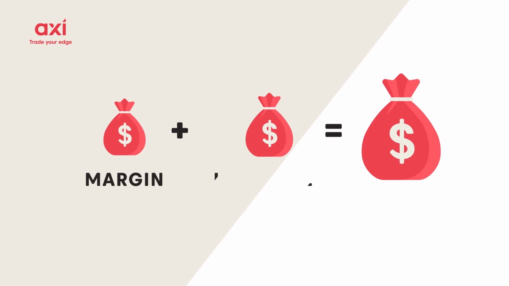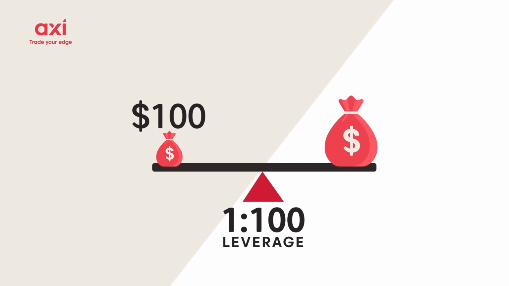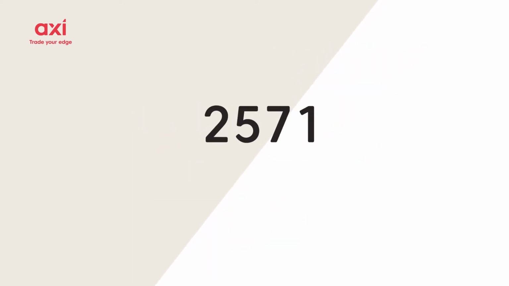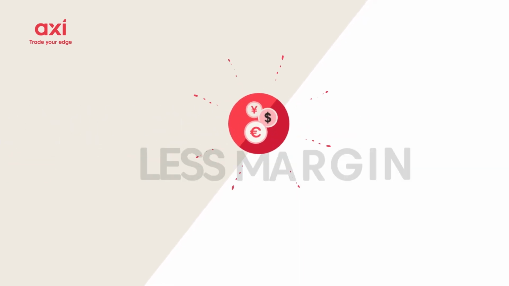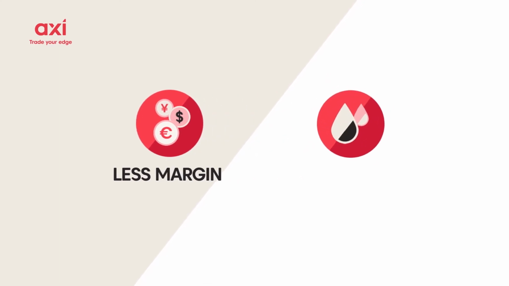Another important thing traders talk about is leverage and margin, two concepts that go hand in hand. Leverage is a way to multiply your buying power. For example, if you had $100 in your account and applied 1 to 100 leverage, that gives you buying power of $10,000. In other words, that's $10,000 of free margin you can use to trade with. You'll find that some trading products, like Forex, require less margin, while others, like commodities, require more.